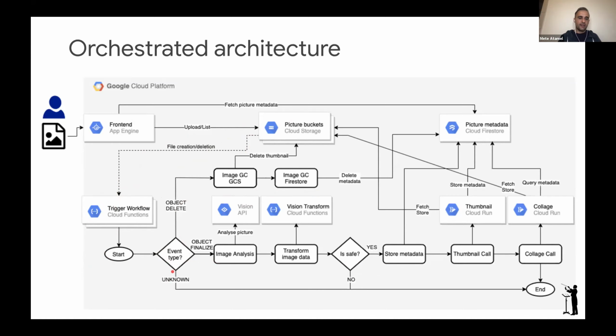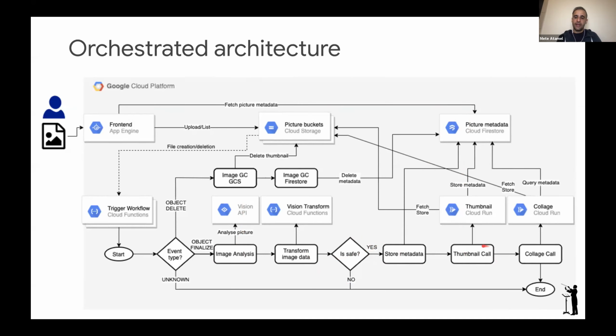And what happens in here is that the workflow starts, then the workflow checks the event type. Is this an image creation event, or is this an image deletion event? If it's an image creation event, object finalize, then it does image analysis using Vision API. So it makes a call to the Vision API directly. We don't need to write code for this. It's done in workflows. Then it transforms the data that it receives from Vision API. Then it checks if the image is safe, again, using Vision API. Then it stores the metadata to Firestore, again, without needing to write code.